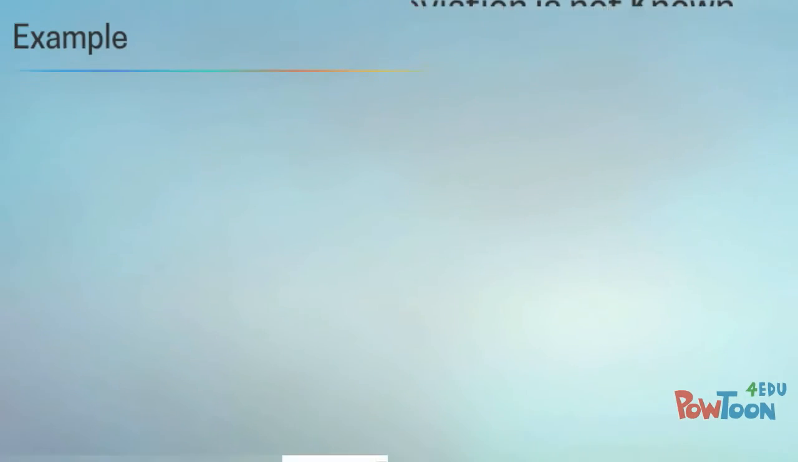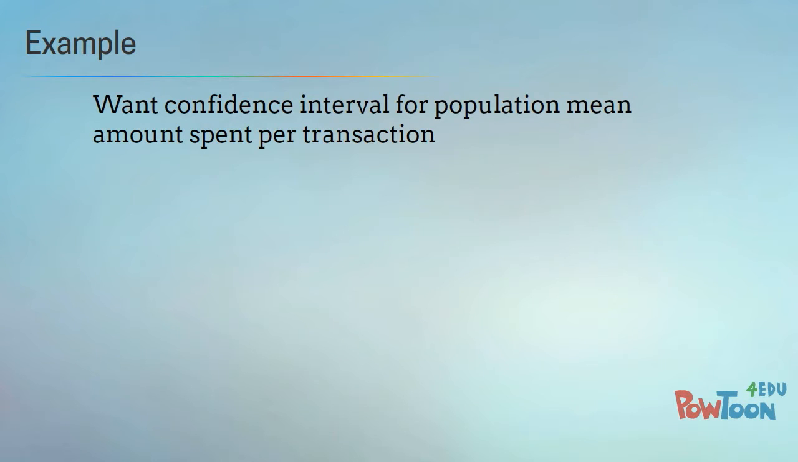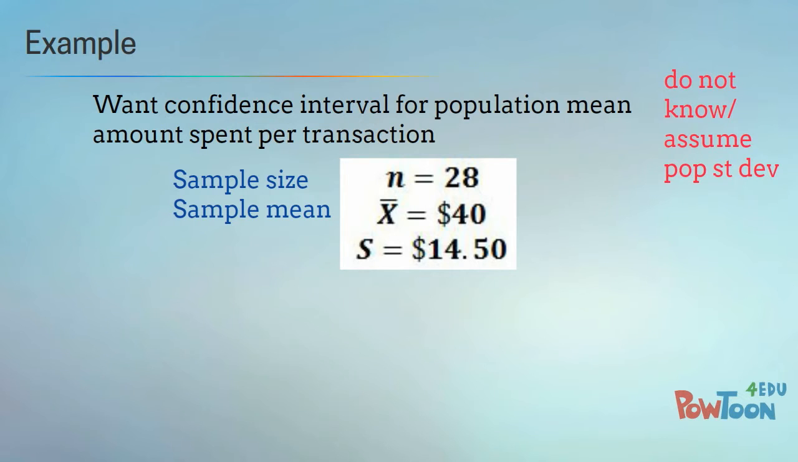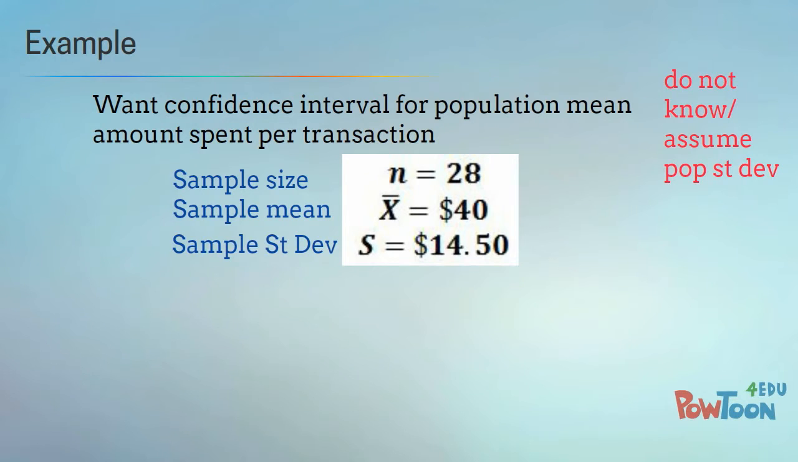For example, again, suppose we want a confidence interval for the population mean amount of money a customer spends in a transaction. Suppose we have a sample of size n equal 28 customers and have found the sample mean is x bar equal to $40. Because we don't know and haven't been told the value of the population standard deviation sigma, we instead calculate the sample standard deviation from the observed sample data. Suppose we found this value S to equal $14.50.